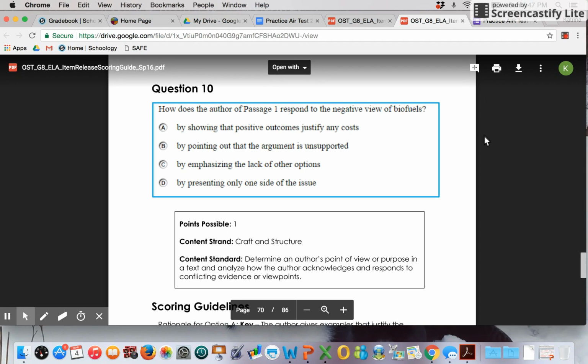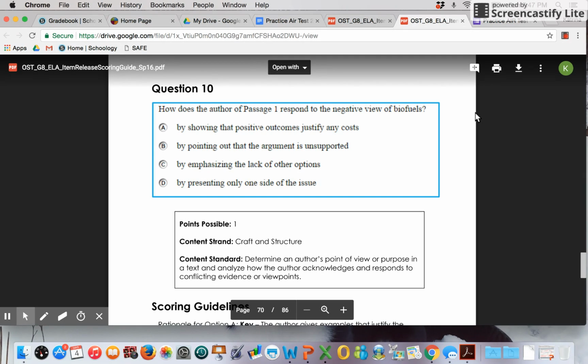So our question here is, how does the author of passage 1 respond to the negative views of biofuels? Our options are A, by showing that positive outcomes justify any cost; B, by pointing out that the argument is unsupported; C, by emphasizing the lack of other options; or D, by presenting only one side of the issue.